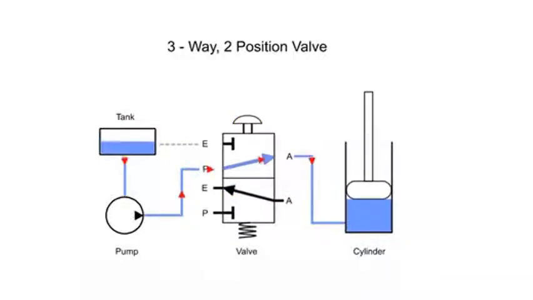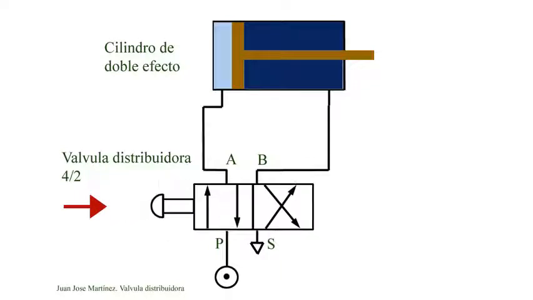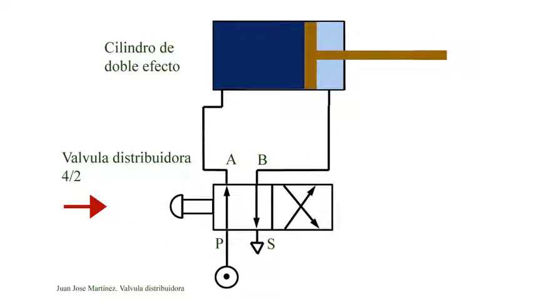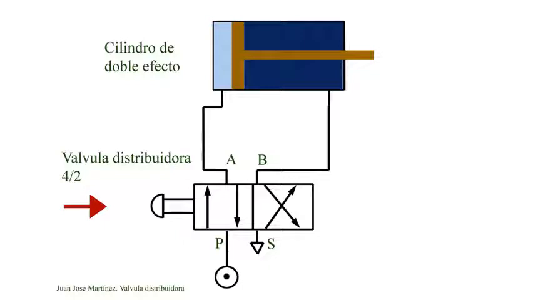And next is 4x2. 4 ports, P, A, B, S. Here the tank port or reservoir port is indicated by the letter S.